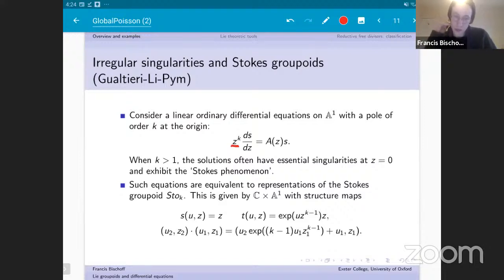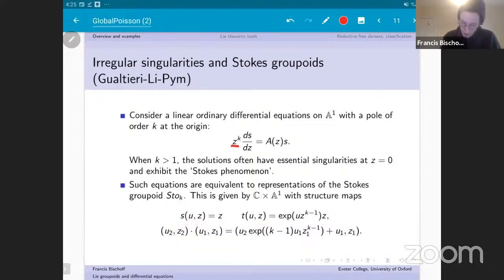But when k is greater than 1, the solutions to such an equation often have essential singularities at the origin, and their asymptotics exhibit the famous Stokes phenomenon. What they explain in their paper is that even though this is a very singular equation, it can be interpreted as a smooth representation of a Lie algebroid and then integrated to a smooth representation of a groupoid, which is what they call the Stokes groupoid. And this groupoid has a very explicit expression. As a space, it's C times the affine line, and it has these structure maps. Here's the source, the target, and here's the multiplication.